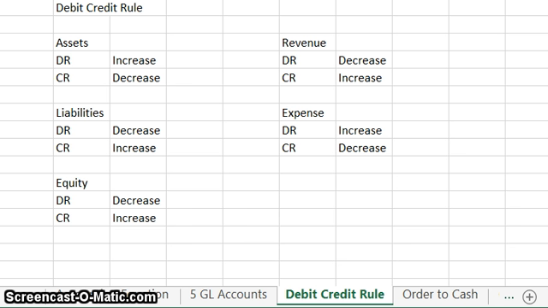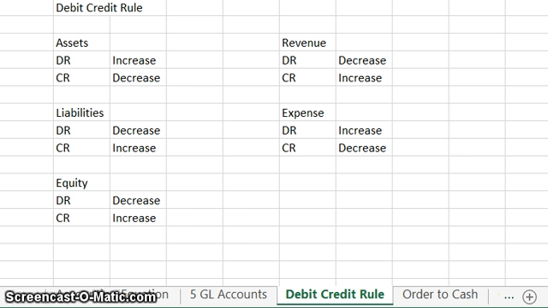So in a previous presentation, we talked about the 5 accounts in your general ledger account. And these 5 accounts would be assets, liability, and equity, which would have been found in your balance sheet, and revenue and expenses, which would have been found in your profit and loss. So for your assets, if you're increasing your assets, then it's going to be a debit. If you're decreasing it, it's going to be a credit. But you have to remember, somewhere else in the accounting system, you're going to have a credit with that same amount of money.